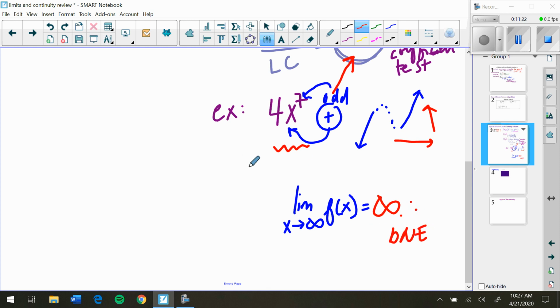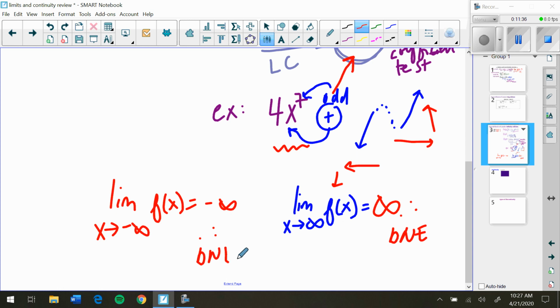And if we did the limit as x approaches negative infinity of this function, as it approaches negative infinity, my y is also approaching negative infinity, therefore does not exist.